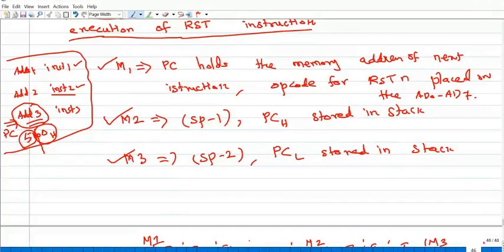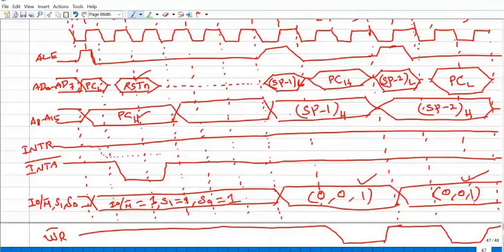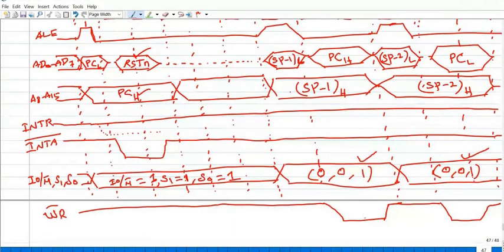Then it will be easier for M2, M3 easy because memory write we already discussed. But you have to specify this information clearly: SP-1 higher order data, SP-1 lower order data, and PCH written in the particular address location by activating this write bar signal.